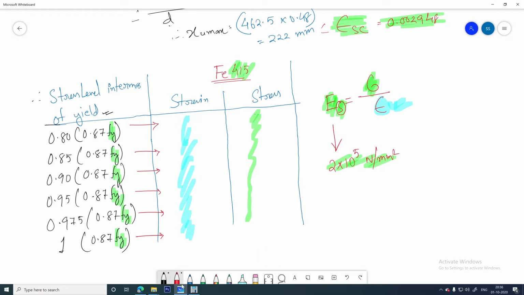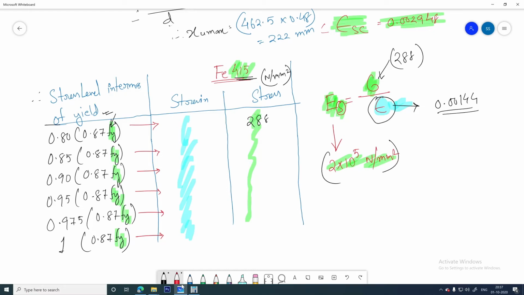I am showing one by one. Look, if I put the 415 in place of this Fy, what will be the value? It is coming around 288 Newton per millimeter square. Now if you put the value 288 and this value, 2 into 10 to the power 5 Newton per millimeter square, the strain value you get is 0.00144, and this strain value you need to put over here, 0.00144.